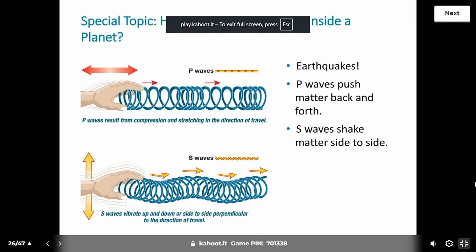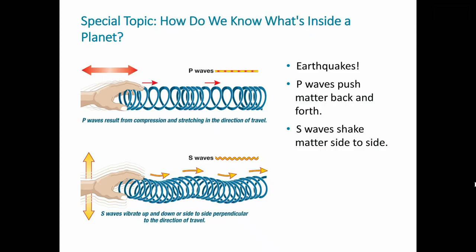I've told you what the inside of the Earth looks like, but how do I know that? How do scientists determine what the interior structure of a planet is? So one of the ways that you can study the inside of a planet is by studying earthquakes.